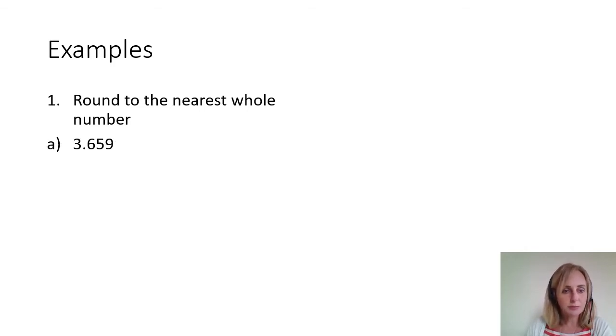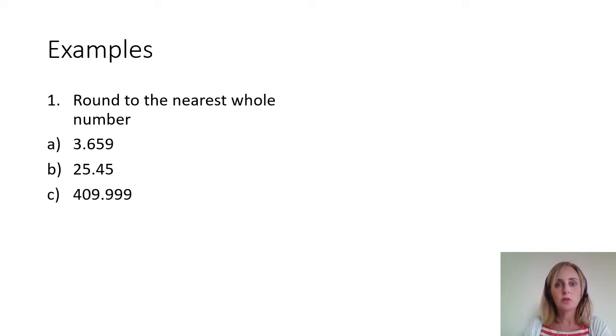So we've got the examples of 3.659, 25.45, 409.999. So the nearest whole number means that we do not want this decimal point and we don't want any of the digits after that decimal point. We want to get rid of all of that. So in order to do that, all we're interested in looking at to decide in terms of our rounding is looking one place further than where we want to round.